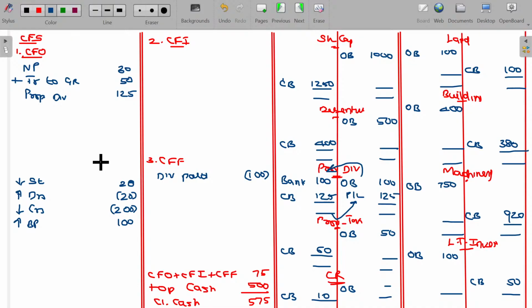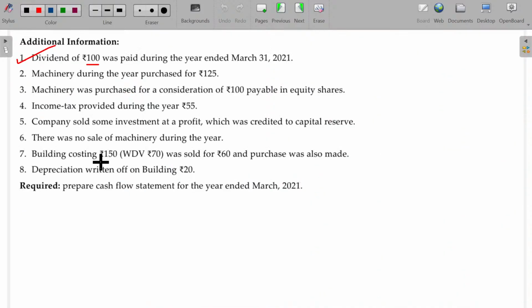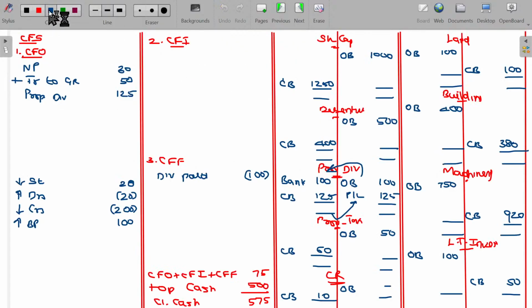So working note number 1 over. Adjustment number 1 over. Machinery purchased during the year, 125. In case of purchase, machinery to bank 125. Double entry: in bank, cash from investing, machinery purchased 125. Outflow of cash.